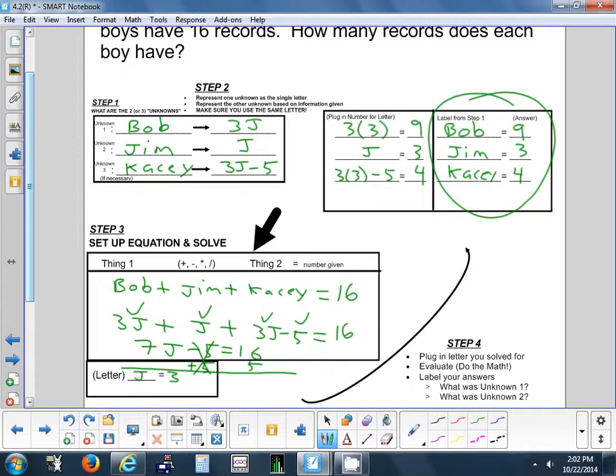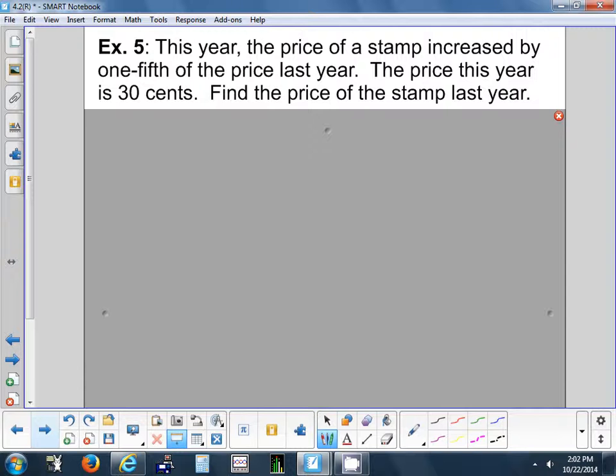All right. Last one. Okay, this one you saw yesterday something similar. This year, the price of a stamp increased by 1/5 of the price last year. Okay, so we're going back to a problem that just has 2. We're only going to do 2. We already did the 3. That was the toughest. Now we're going back to 2.